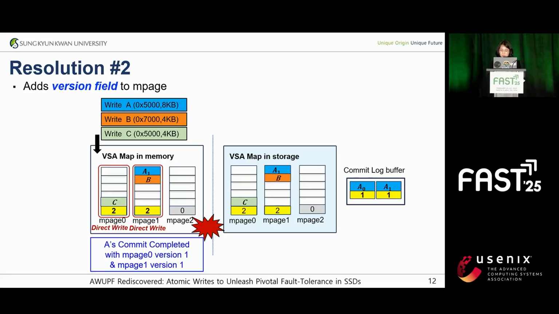The system compares the version in the commit log with the current version of each corresponding M-page. If the commit log version is smaller, no recovery is needed because the M-page already contains a newer version. In this case, the commit log version of A0 is not greater than the current version of M-page 0. Similarly, the commit log version of A1 is not greater than the current version of M-page 1. Since all versions are properly managed, no rollback or recovery is required, ensuring consistency and preventing data loss.